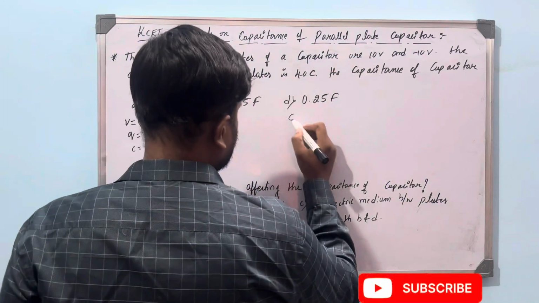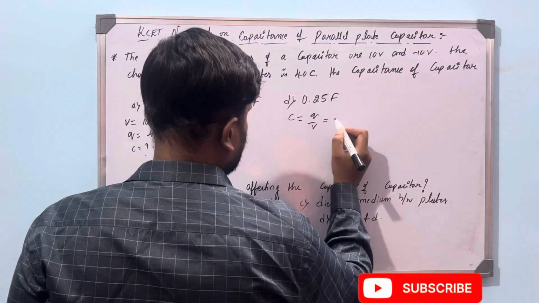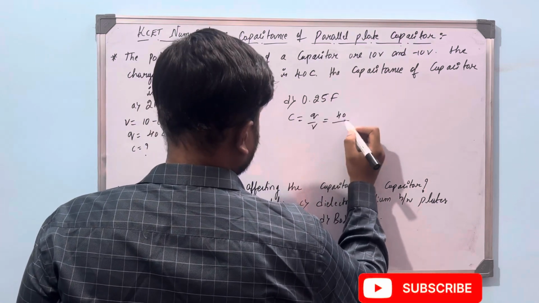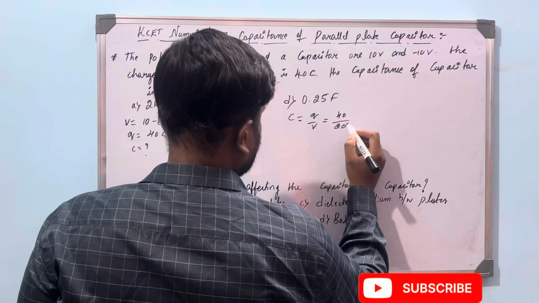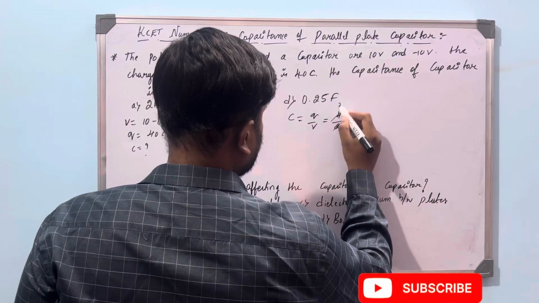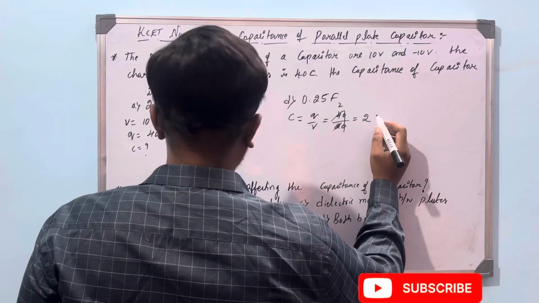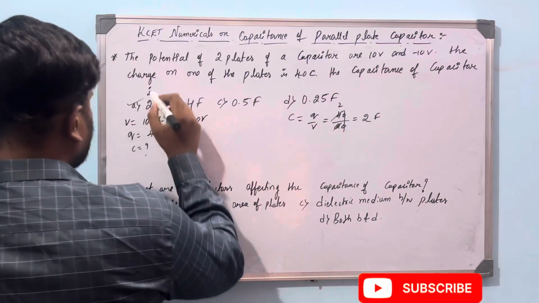Very simple question. So C is equal to Q divided by V. What is the Q value? Q value is 40 divided by V value 20. Here 0 cancel, 2 ones are 2, 2 2s are 4. So 2 farad. So 2 farad is the answer.